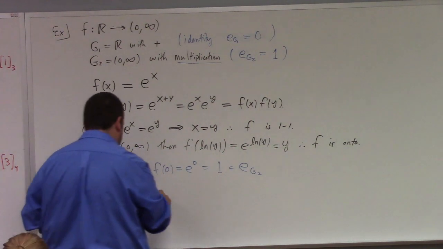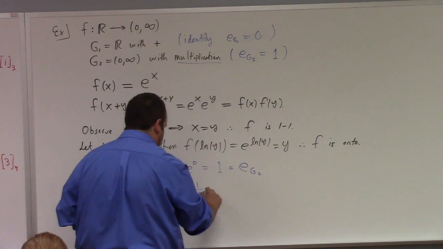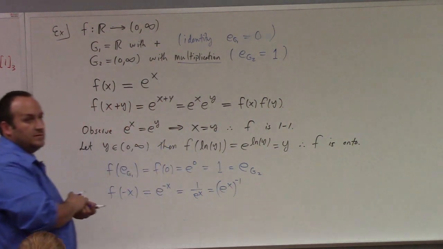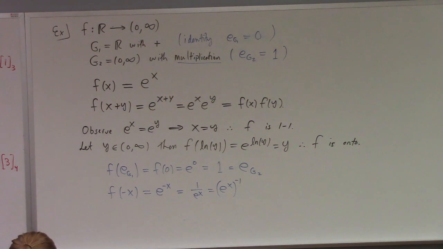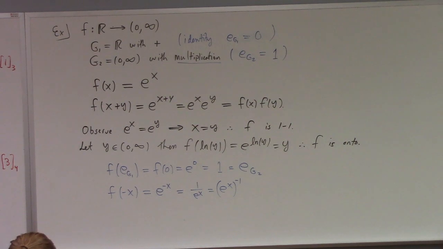E to the minus x. What is e to the minus x equal to? It's equal to 1 over e to the x, aka e to the x to the minus 1, if you like that notation better. So I would point out to you that this isomorphism also maps the inverse element in the domain to the corresponding inverse in the target. It's changed an additive inverse into a multiplicative inverse because that's the nature of this isomorphism.